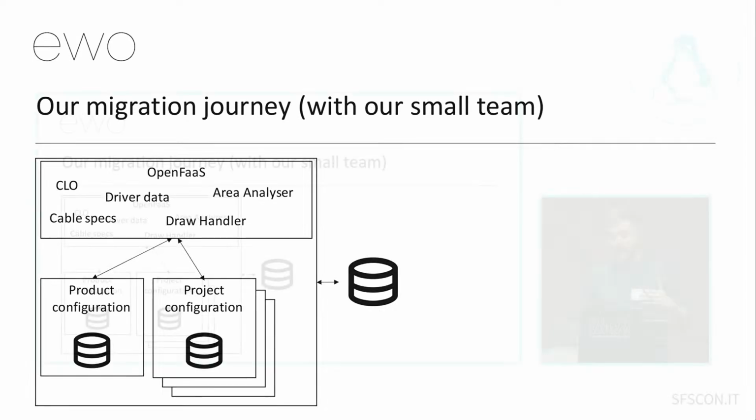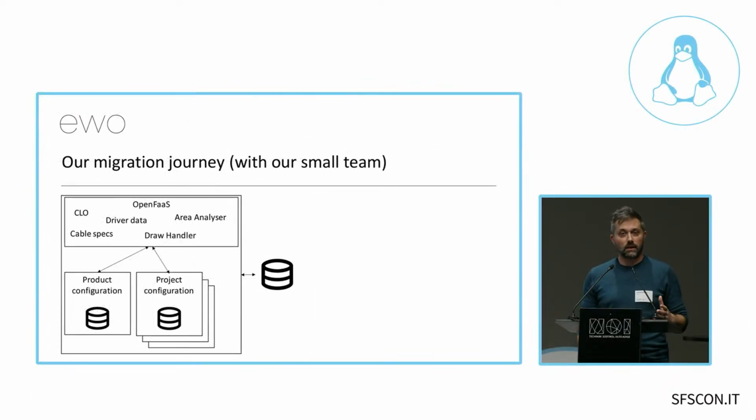How did our migration journey go? To be honest, we are a very small team, because working on this project there are two or three persons, so it's not very easy. We started from a Kubernetes cluster in which we had deployed our products, the configurator for the projects, and also the functions that were deployed on top of the OpenFaaS components. This was talking with the central database with all the data.